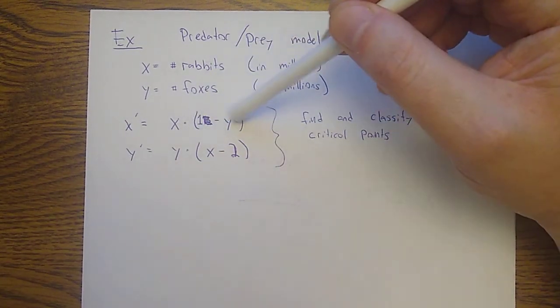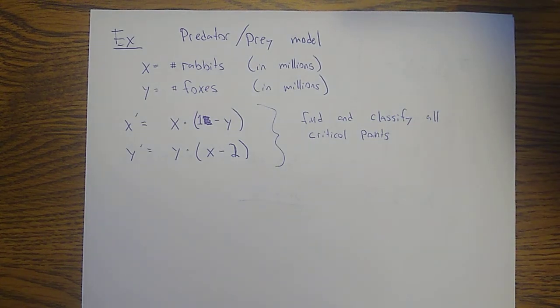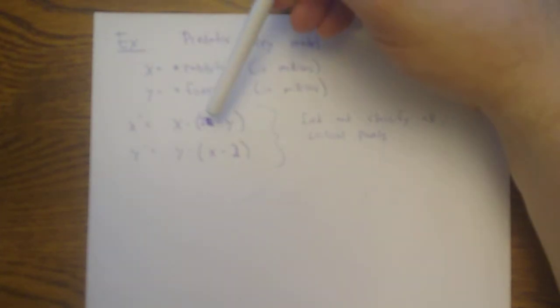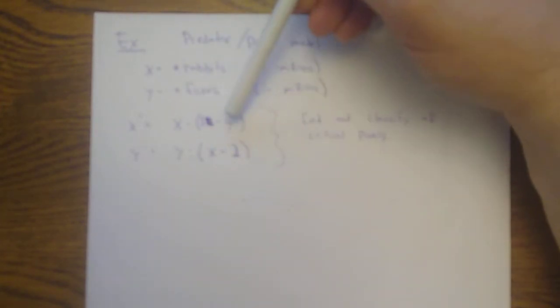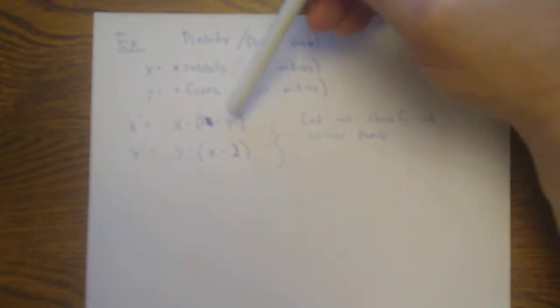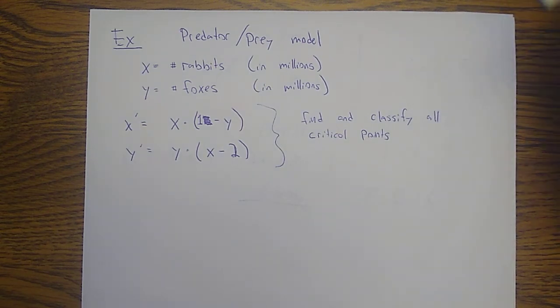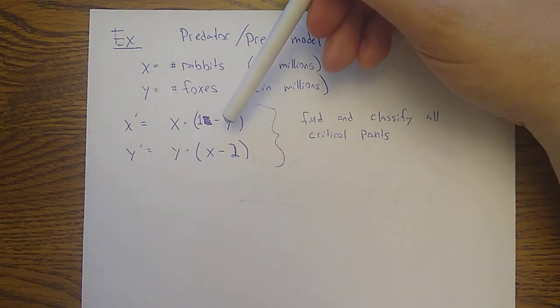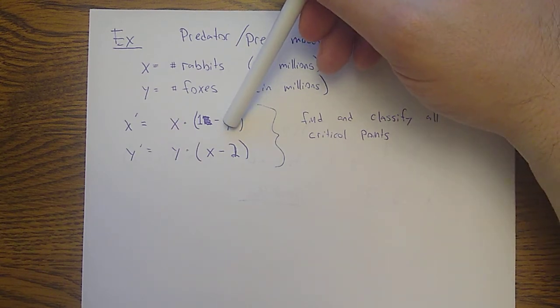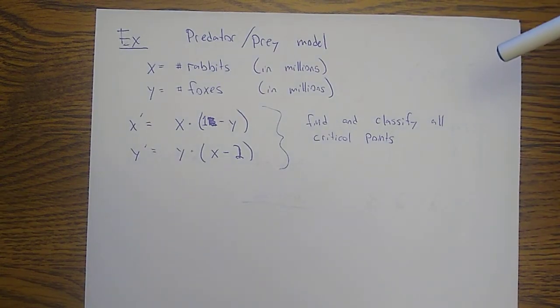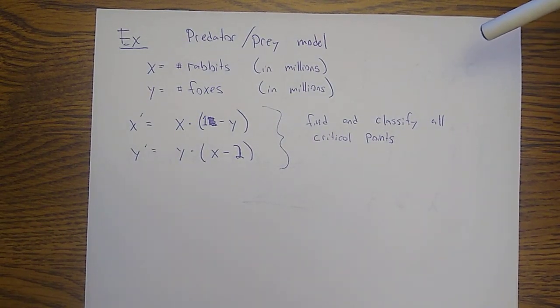However, this all depends on how hospitable the environment is for the rabbits, which depends on the number of foxes. This number here is going to be positive as long as y is less than 1. So if the number of foxes is less than 1 million, then the rate of growth of the rabbits is positive. If y is more than 1, then x prime would be negative. So if there's too many foxes, then we start to see fewer rabbits.